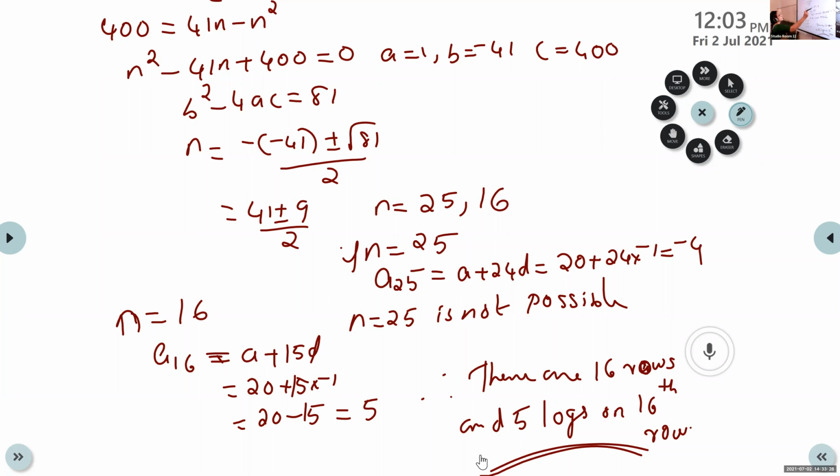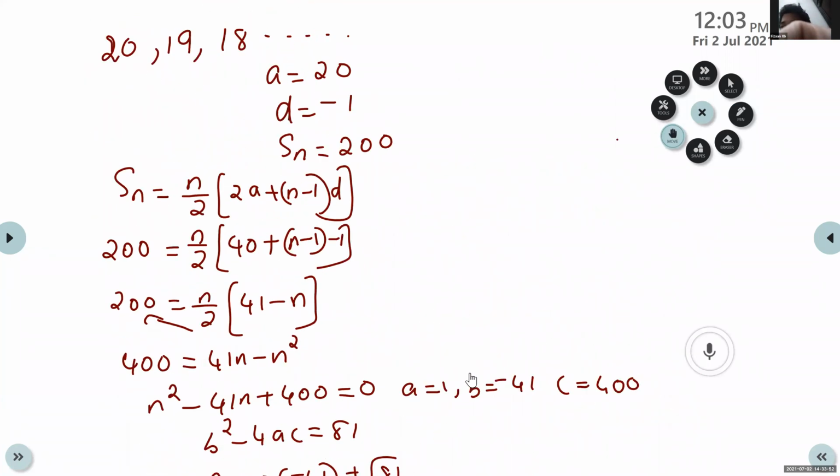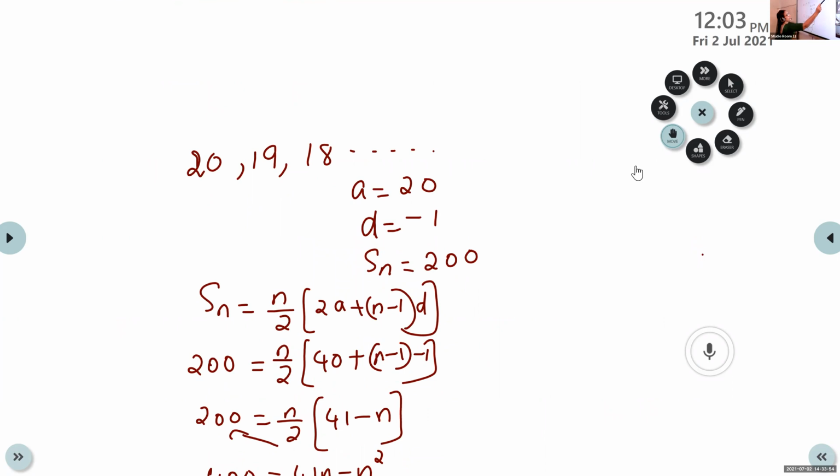Ma'am, can I explain how we got that, negative one? Tisan, did you try? After my period, without that, how can you understand? I have explained last period itself how that negative one comes. Without trying, how can you understand? How did this d equal to negative 1? D comes negative 1 because the second term is 19. So 19 minus 20 is negative 1.